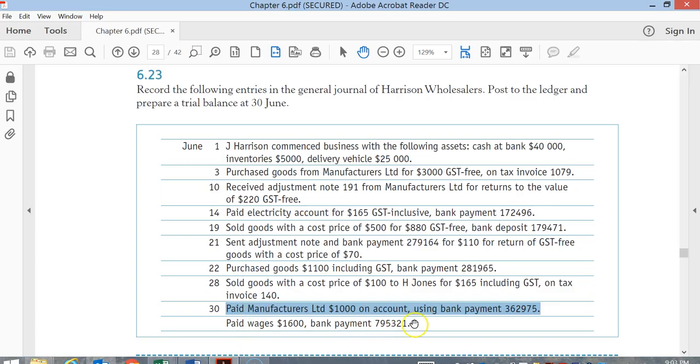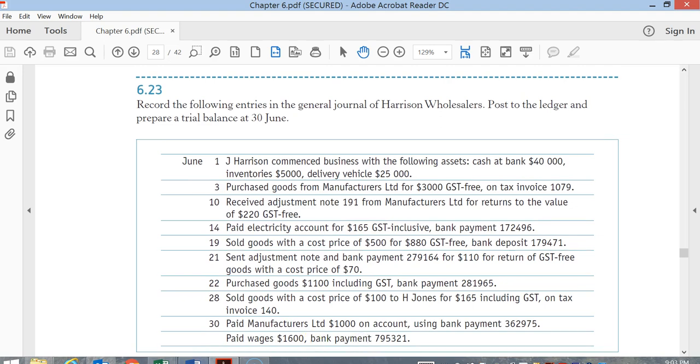All right, last transaction, paid wages, easy one. In every wages transaction, there is no GST on wages. There are other taxes, like income tax, that get accounted for separately, which we're not worrying about in what we're studying at the moment. We just know that there's no GST ever on wages. So here we paid wages using our cash bank. So we debit wages expense $1,600, credit cash at bank $1,600.